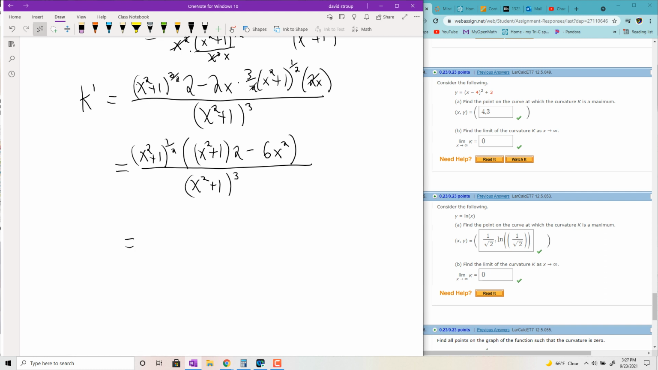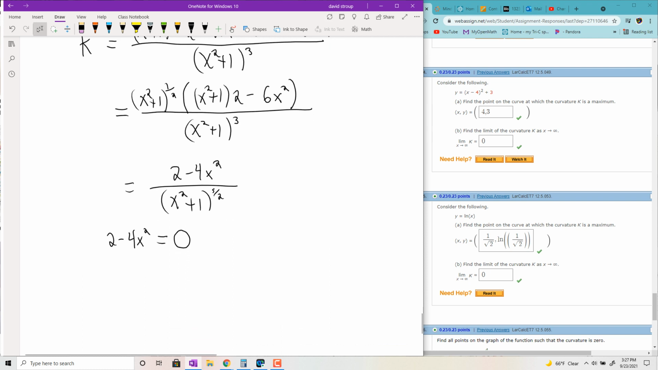So 2x squared plus 2 minus 6x squared is going to be 2 minus 4x squared all over x squared plus 1 to the 5/2 when I bring down the 1/2. And then you set that equal to 0. The denominator, again, isn't going to really affect things, so you just set the numerator equal to 0 and solve. So you have 4x squared equals 2, so x squared equals 1/2, so x equals plus or minus square root of 1/2, which is 1 all over square root of 2, if you will.